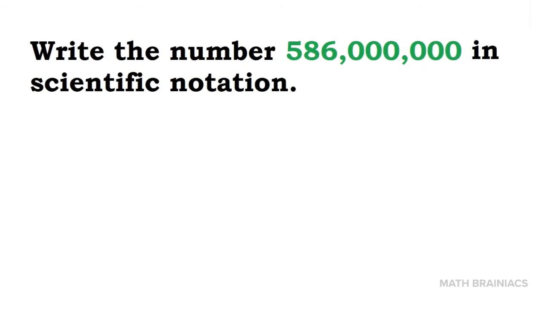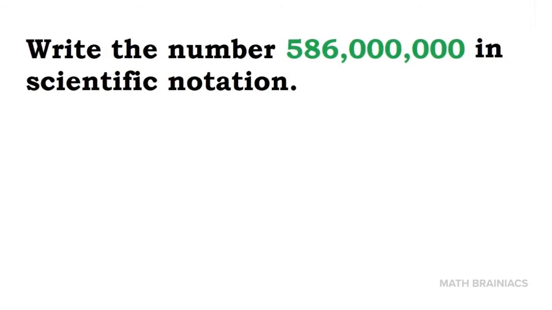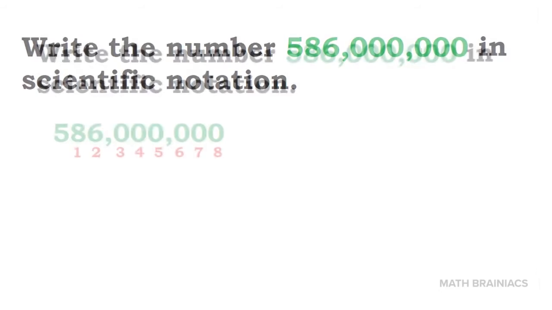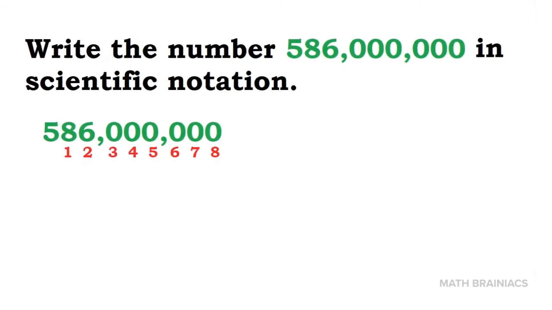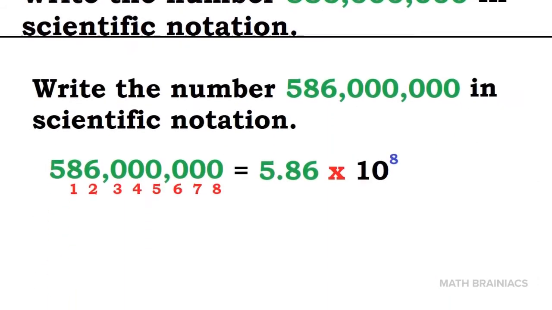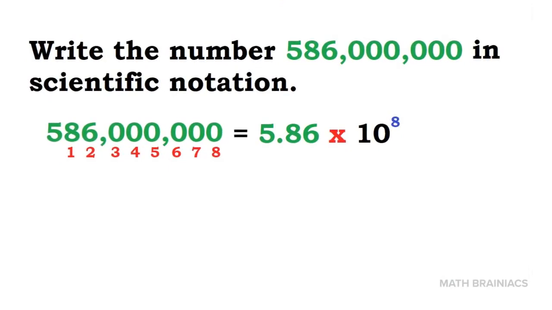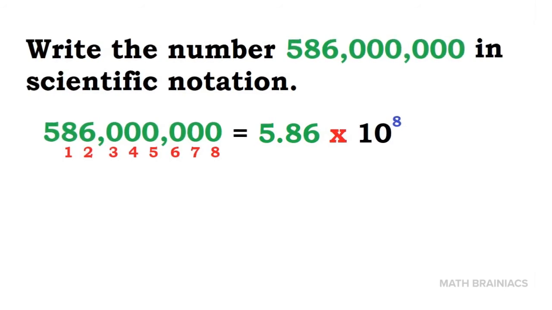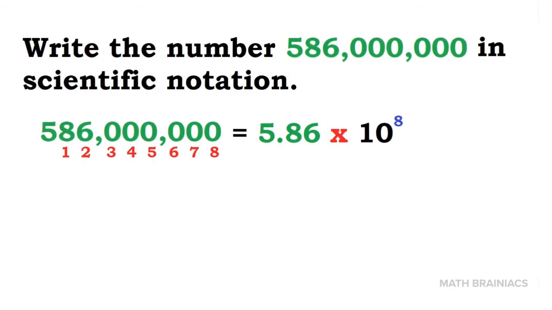Let us work on another example so that you can understand it well. Write the number 586 million in scientific notation. After 500 million, there are 8 numbers more. Therefore, we are going to place the decimal point after 5 and our exponent is 8. So, 586 million will give us 5.86 times 10 to the power of 8.